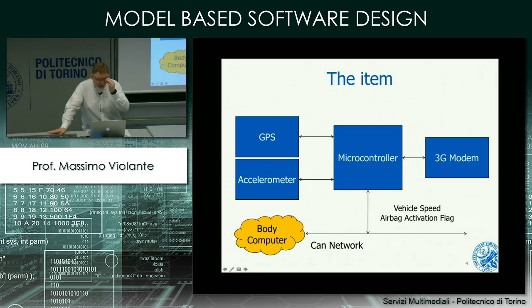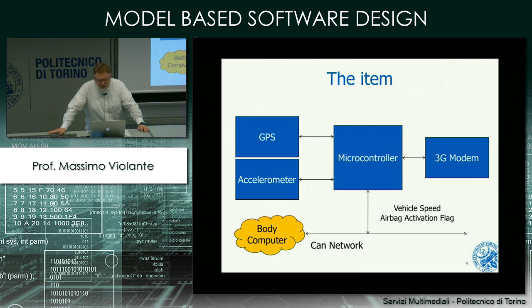We will see this in more detail when we look into the architecture of a vehicle, but this is something that we already mentioned multiple times. Within the vehicle, you have a local area network based on a specific protocol, the CAN protocol, through which the different ECUs exchange information. One of these is the body computer that provides, in our exercise, the vehicle speed and the airbag activation flag. So the microcontroller receives this input through the network.